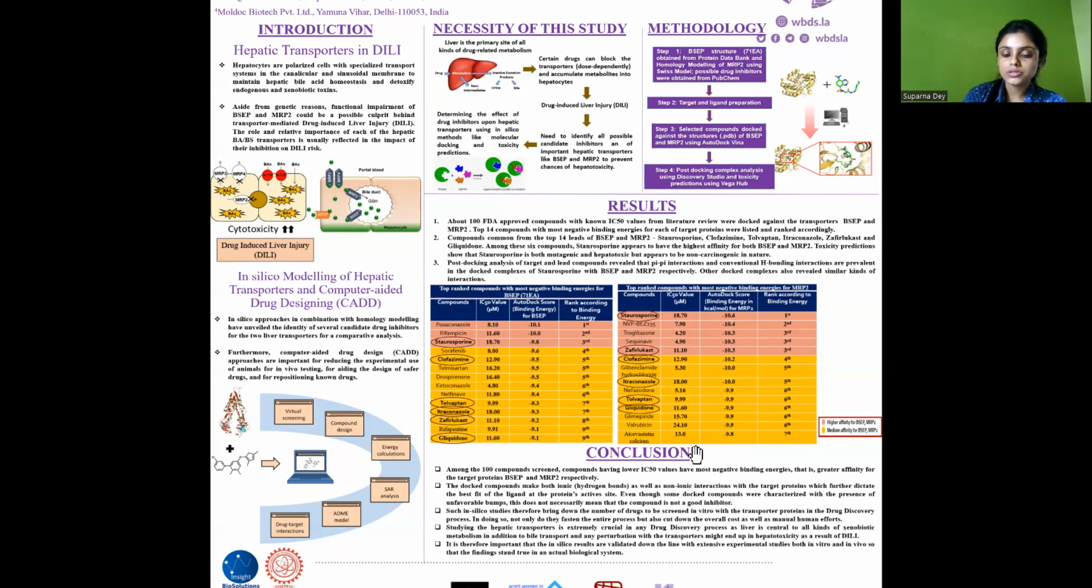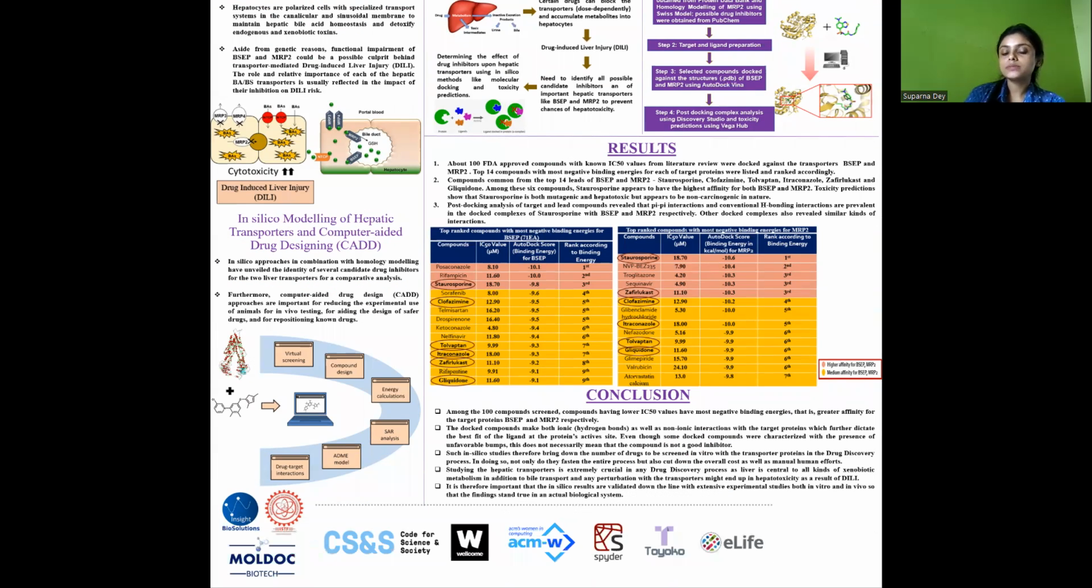Now, moving on to the conclusion of our study, it was a general observation among the 100 screened compounds that compounds having lower IC50 values for the two proteins had the most negative binding energy for both proteins. Also, the docked complexes were dominated by both ionic and non-ionic interactions, which further dictate the best fit of the lead compound at the protein's active site. Such in silico studies are therefore helpful not only in reducing the overall number of drugs to be screened in the entire process, but they also bring down the overall cost and the manual human effort behind the development of a successful drug for a particular disease.